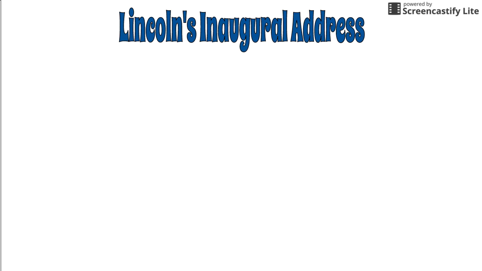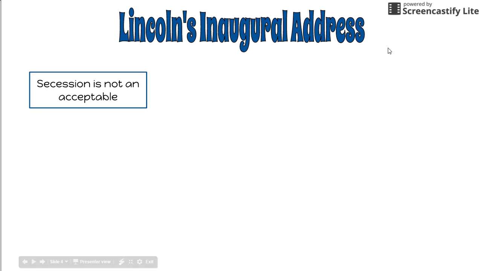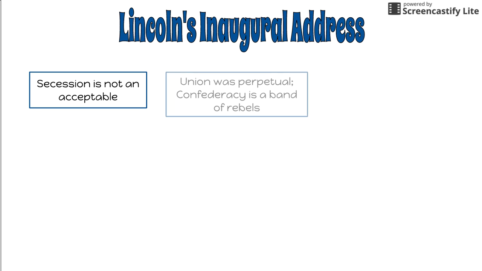When Lincoln becomes president and this is going on, right, in his inaugural address, he is trying to address this issue not only of slavery, but also this issue of secession and breaking away from the country. And he makes some very important points in his inaugural address. First of all, he definitely makes the point that secession or breaking away is not an acceptable option. The Union was something that was perpetual, which means forever. There's no way of disbanding the Union. And the Confederacy was not a separate country. This was really just a band of rebels.